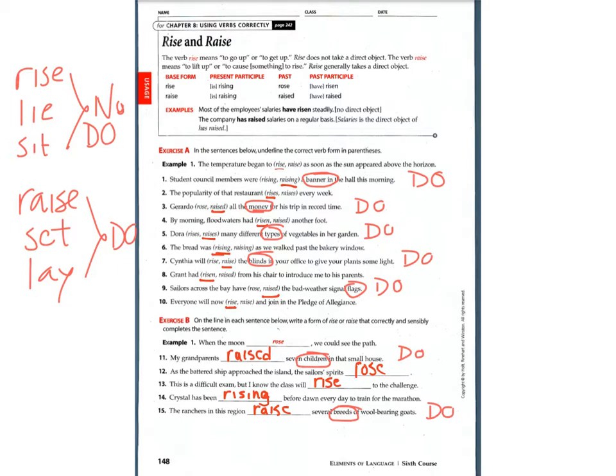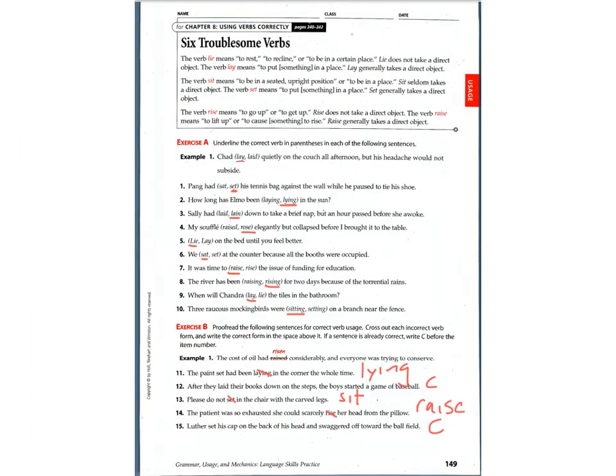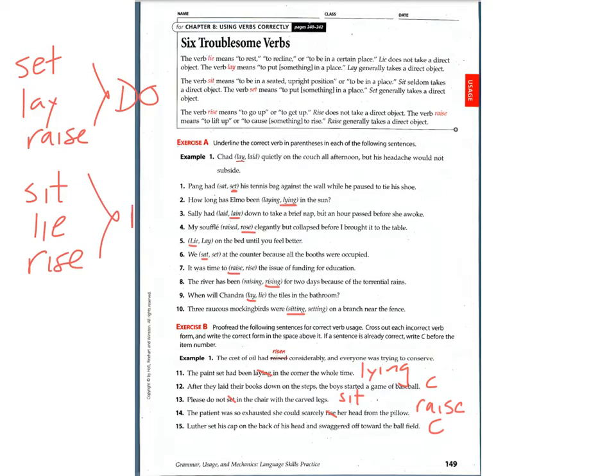And that leads us to a review just of our troublesome verbs. What we want to remember here again is set, lay, and raise. They all have a DO. And then sit, lie, and rise. No DO.